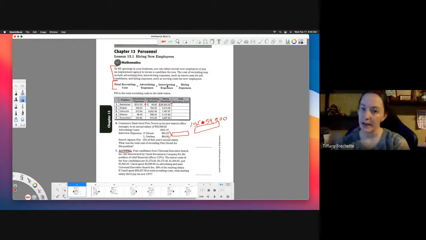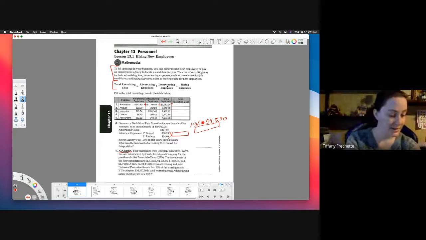So 4 candidates from Universal Executive Search, Inc. are interviewed by Canal Investment Company for the position of Chief Financial Officer, CFO. The travel costs of the 4 candidates are, I'm going to skip over and not read all of that. Canal spent $4,500 on advertising and paid Universal Executive Search, Inc. 20% of the starting salary. If Canal spent $36,357.95 in total recruitment costs, what starting salary did it pay its new CFO?